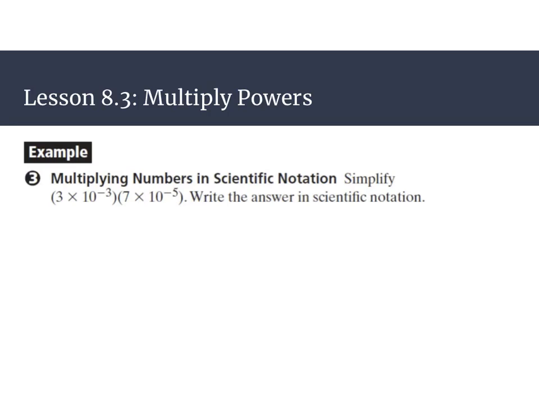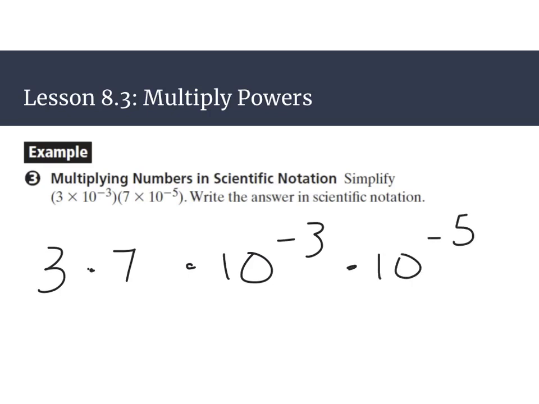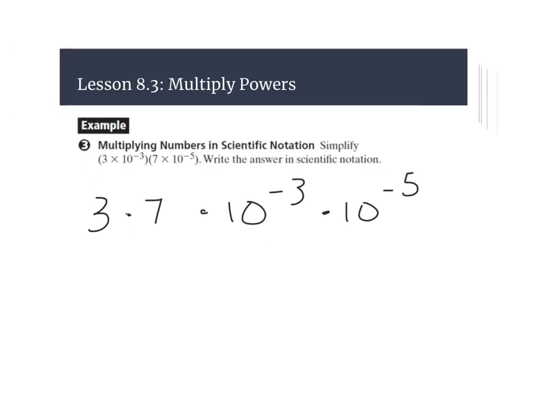So just like before, we can multiply in any order here. If you see here, we've got 3 times 10 to the negative 3rd times 7 times 10 to the negative 5th. So what I'm going to do is multiply, and again, I'm going to rearrange that a little bit so that I've got 3 times 7 times 10 to the negative 3rd times 10 to the negative 5th. This will help you see, hopefully, how we can reorganize this.